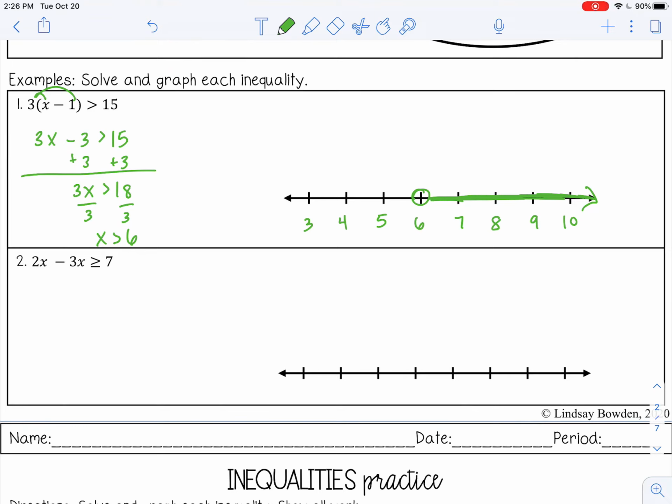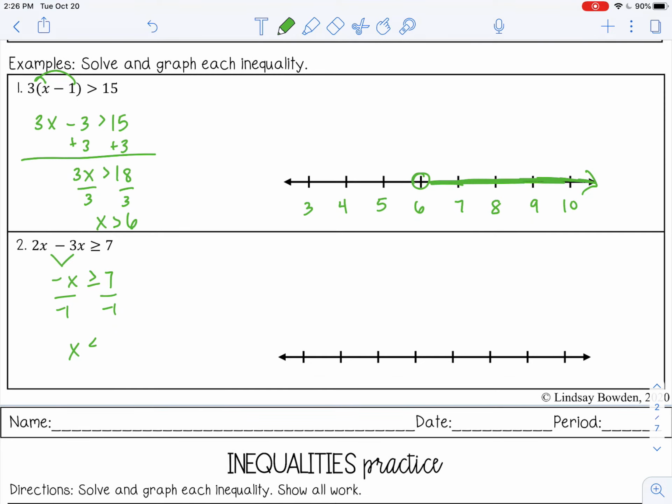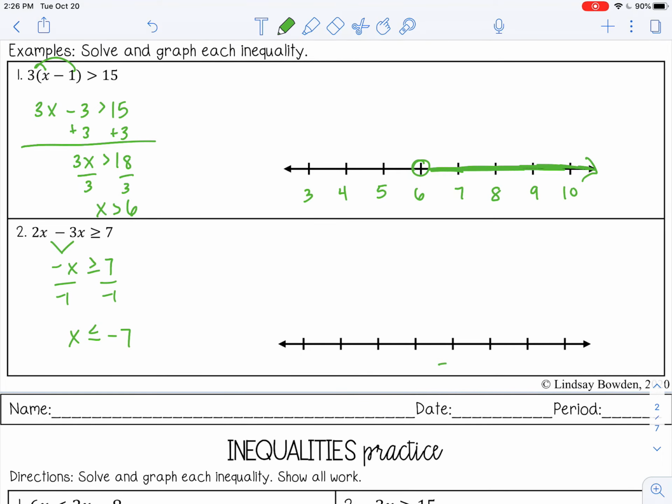All right, number 2. So I have like terms here, 2x minus 3x. That's -1x or -x. And then I need to divide by -1 to get rid of that negative sign. So I just have x by itself. Remember, when you divide by a negative, you're going to reverse the sign. So it's going to be less than or equal to -7. And then I just pick somewhere in the middle. So I'm going to put -7 here. And then I'm going to count up and down. And remember, we're in the negative, so it's really opposite. All right, and then I'm going to put a closed circle because it's less than or equal to, and then all the numbers less than or equal to -7.